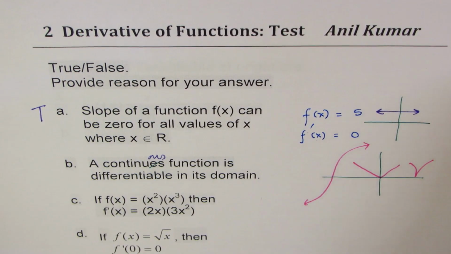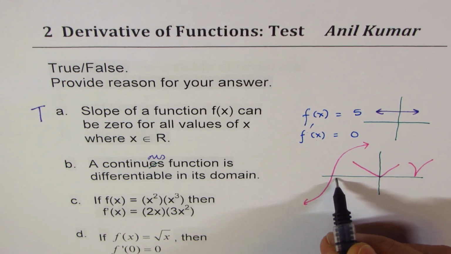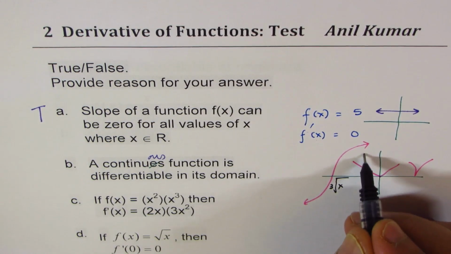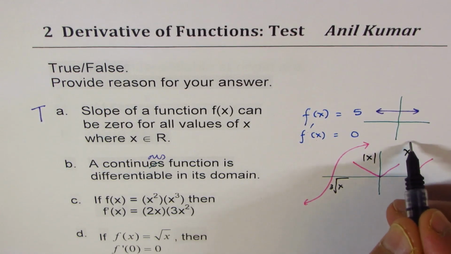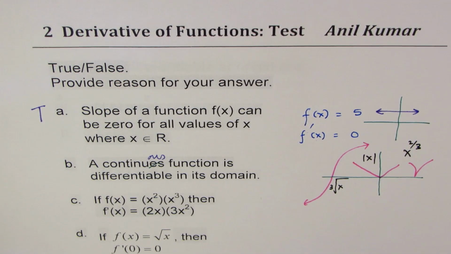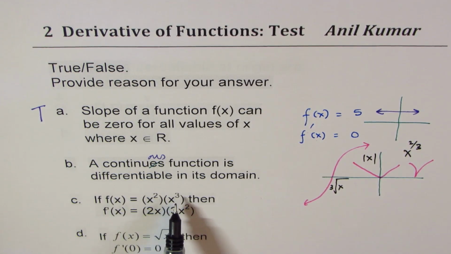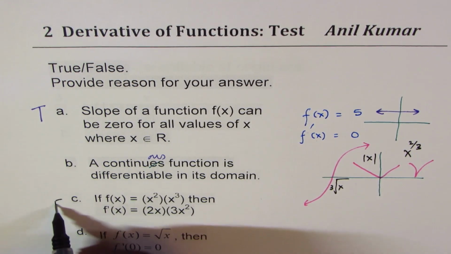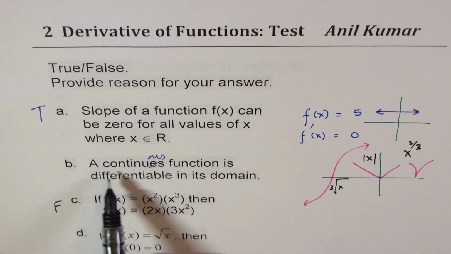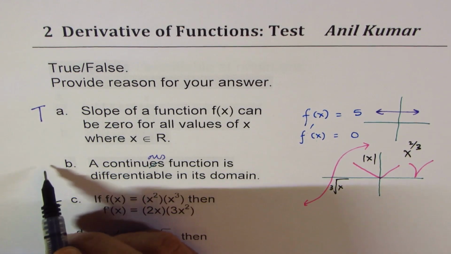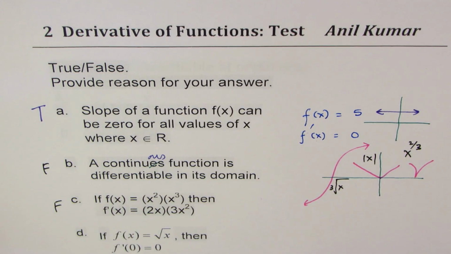So giving you examples, let me write. This is the graph of cube root of x. This is the graph of absolute value of x. And this is the graph of x to the power of 2 over 3. Then part C is, if f of x equals x squared times x cubed, then the derivative is 2x times 3x squared. Well, that is absolutely wrong. This is false. Well, let me write for B also. Continuous functions are differentiable in its domain. That is false. Not always true, as we have few examples here contradicting it.